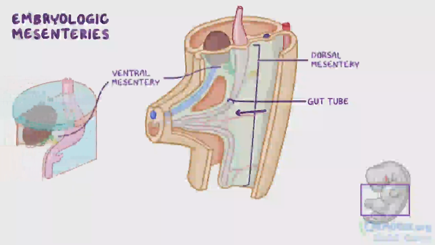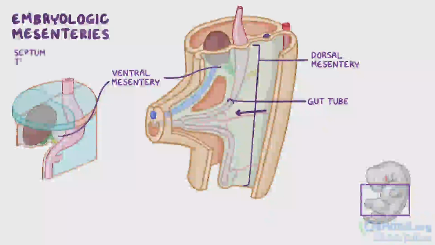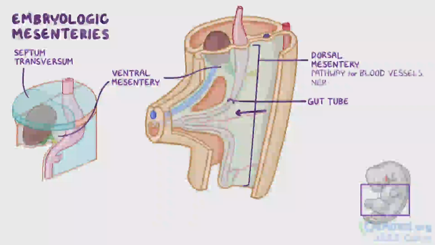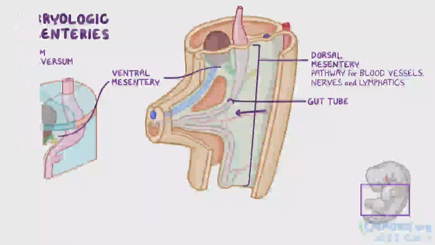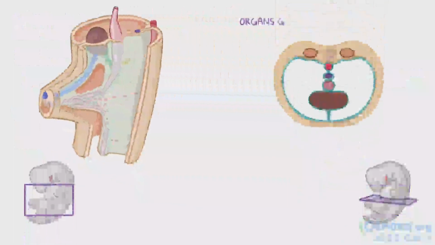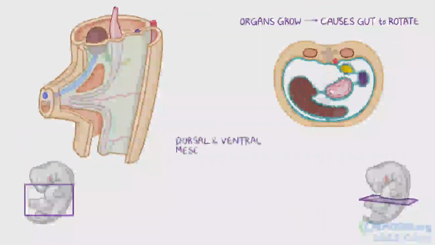The ventral mesentery is derived from a plate of mesoderm known as the septum transversum and extends from the ventral aspect of the proximal part of the duodenum to the developing liver. The dorsal mesentery extends from the lower portion of the esophagus to the rectum, attaching it to the posterior body wall and creating a pathway for blood vessels, nerves, and lymphatics. The abdominal organs then continue to get larger as the fetus grows, which causes the gut to rotate. The dorsal and ventral mesenteries rotate along with the organs they are attached to and eventually reach their final destinations.